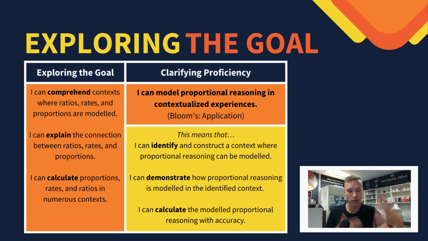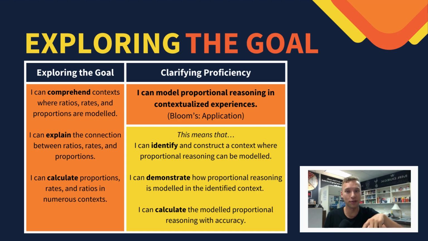Here it is completed, but let me talk you through what it is that we're trying to understand. For example, I expect a student to be able to identify and construct a context where proportional reasoning can be modeled. If they're supposed to identify it, like, oh, that's not content neutral, but there is a context where I could use proportions. Well, before they do that, they need to comprehend the contexts and where rates, ratios, and proportions could be modeled. I understand where I could use it, and I could see a new one. So first this, then that.